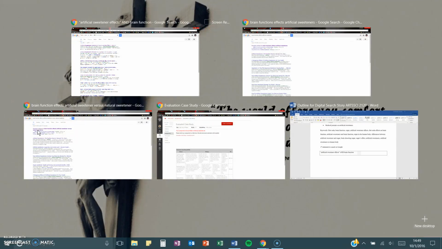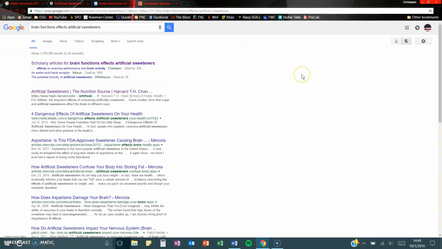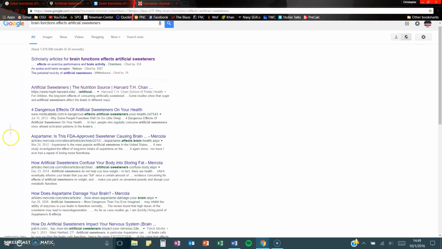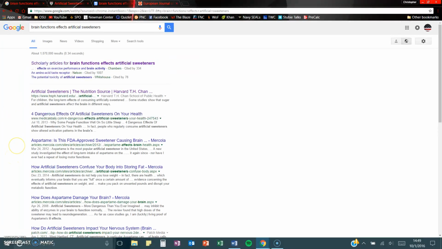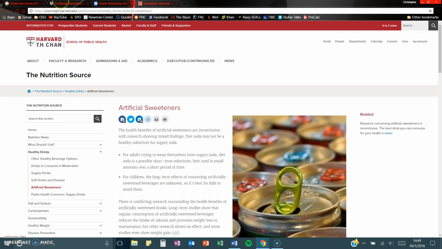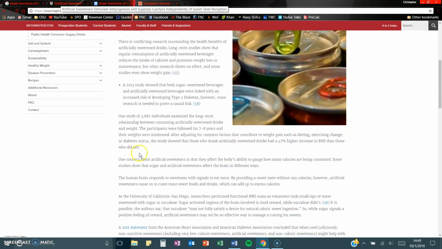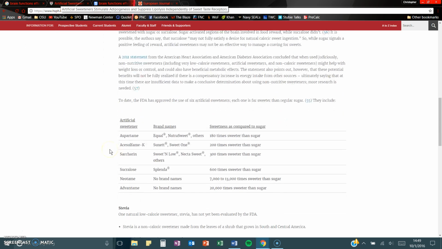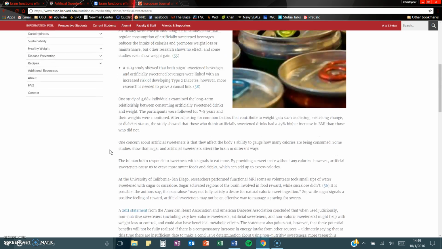So I went back and refined my search statement to brain function effects, artificial sweeteners, and this was a lot better. I added effects onto the end of brain function to see if that would help me find websites that attach things about effects to the brain function instead of more to the artificial sweeteners. I did get multiple scholarly sites, including one from Harvard, and I found that one very helpful. It includes a lot of studies done about brain function and how artificial sweeteners affected that. It included references at the bottom, which was a big thing.